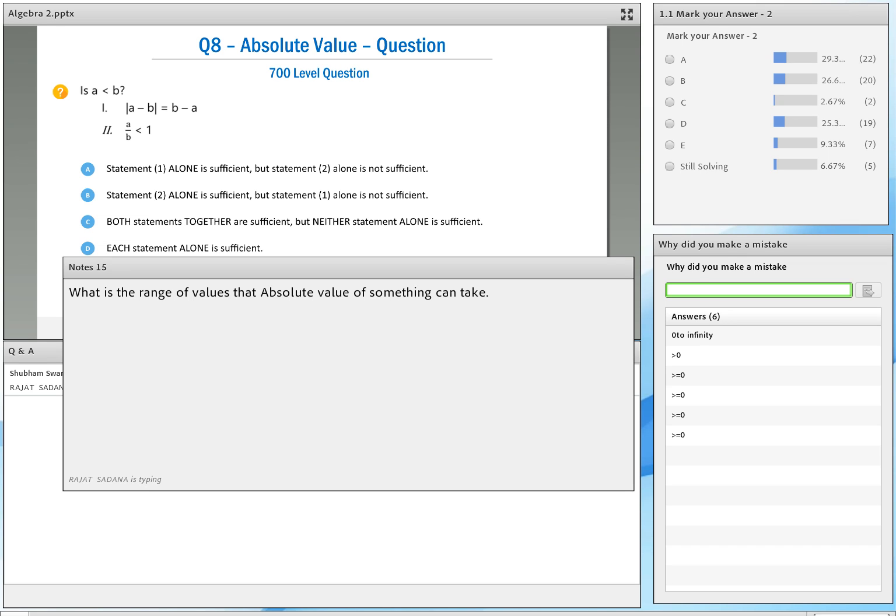It can be greater than or equal to 0. The answer to that is it can be equal to 0 or greater than 0, which means positive, right? So let's look at this part over here.